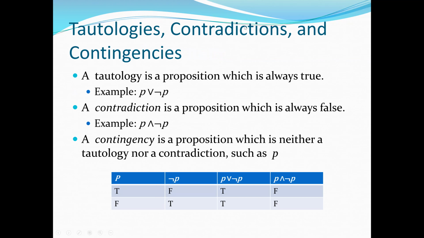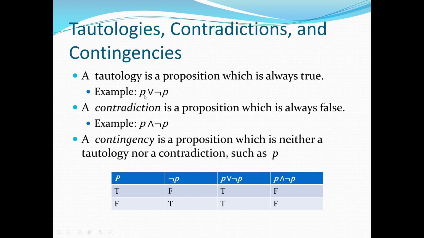So first we start with tautologies. Here we say a tautology is a proposition which is always true. So an example is P or not P. Again, here I'm going to use the term disjunction for or, and conjunction for and. From this example, if P is 1, then not P is 0. 1 means true, 0 means false.